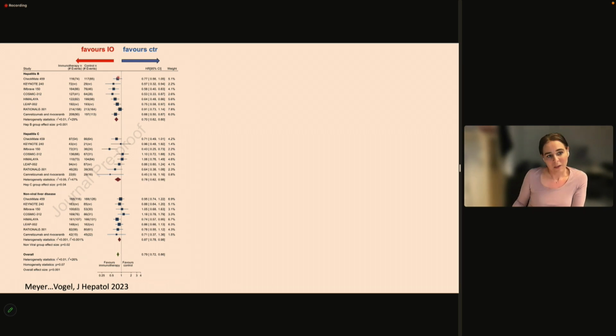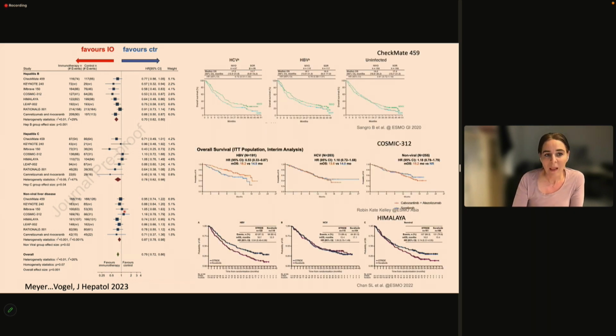But looking at this from afar, you will see that hepatitis B and hepatitis C seem to be a little more on the side of favoring immunotherapy, whereas the hazard ratios are approaching 1 in the setting of non-viral liver disease. However, a hazard ratio is, the name says it, a ratio, right? So let me show what I mean by this. For instance, CheckMate 459, that was the monoimmunotherapy versus sorafenib. Let's look at the nivolumab immunotherapy arm in HCV and HBV in green, and also in green in the unaffected.